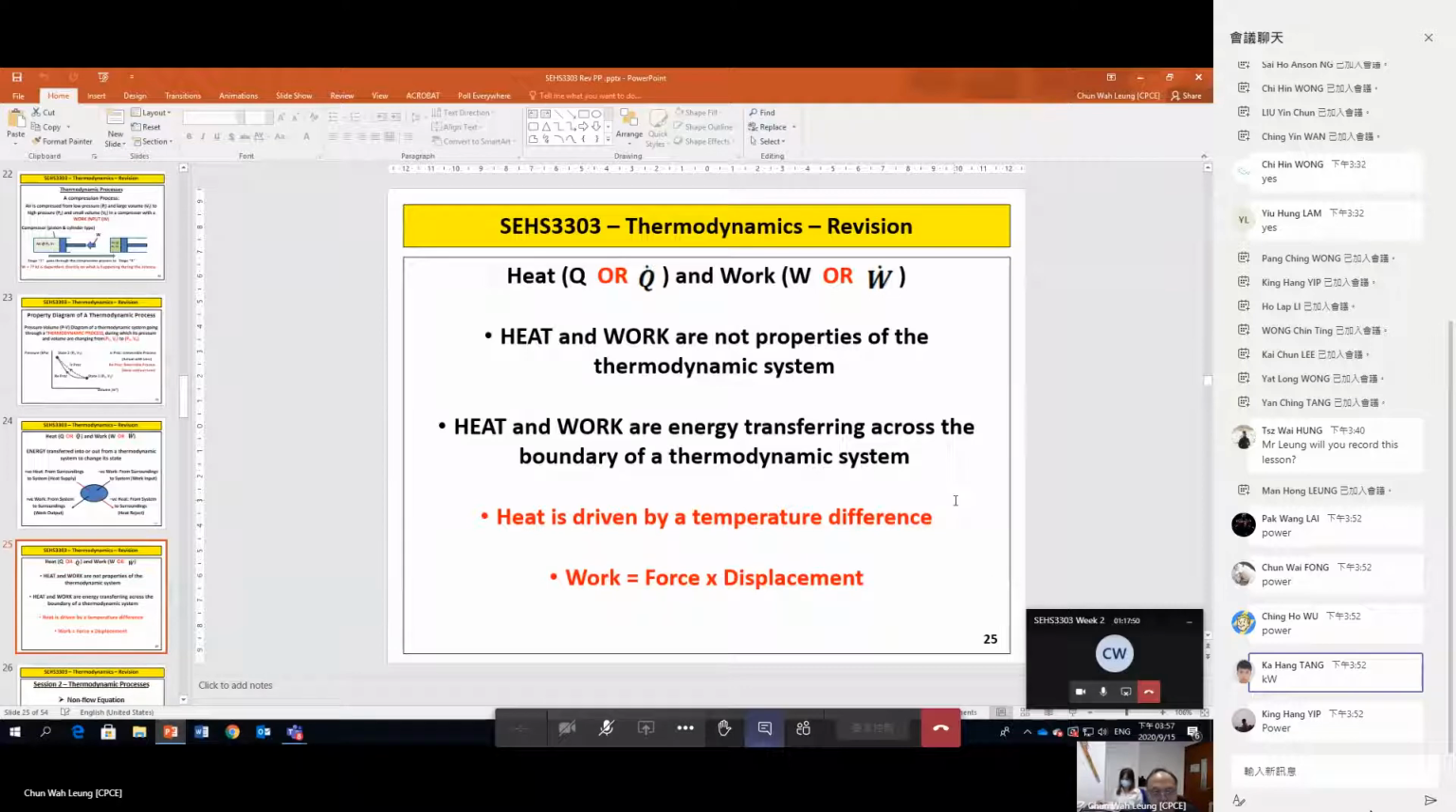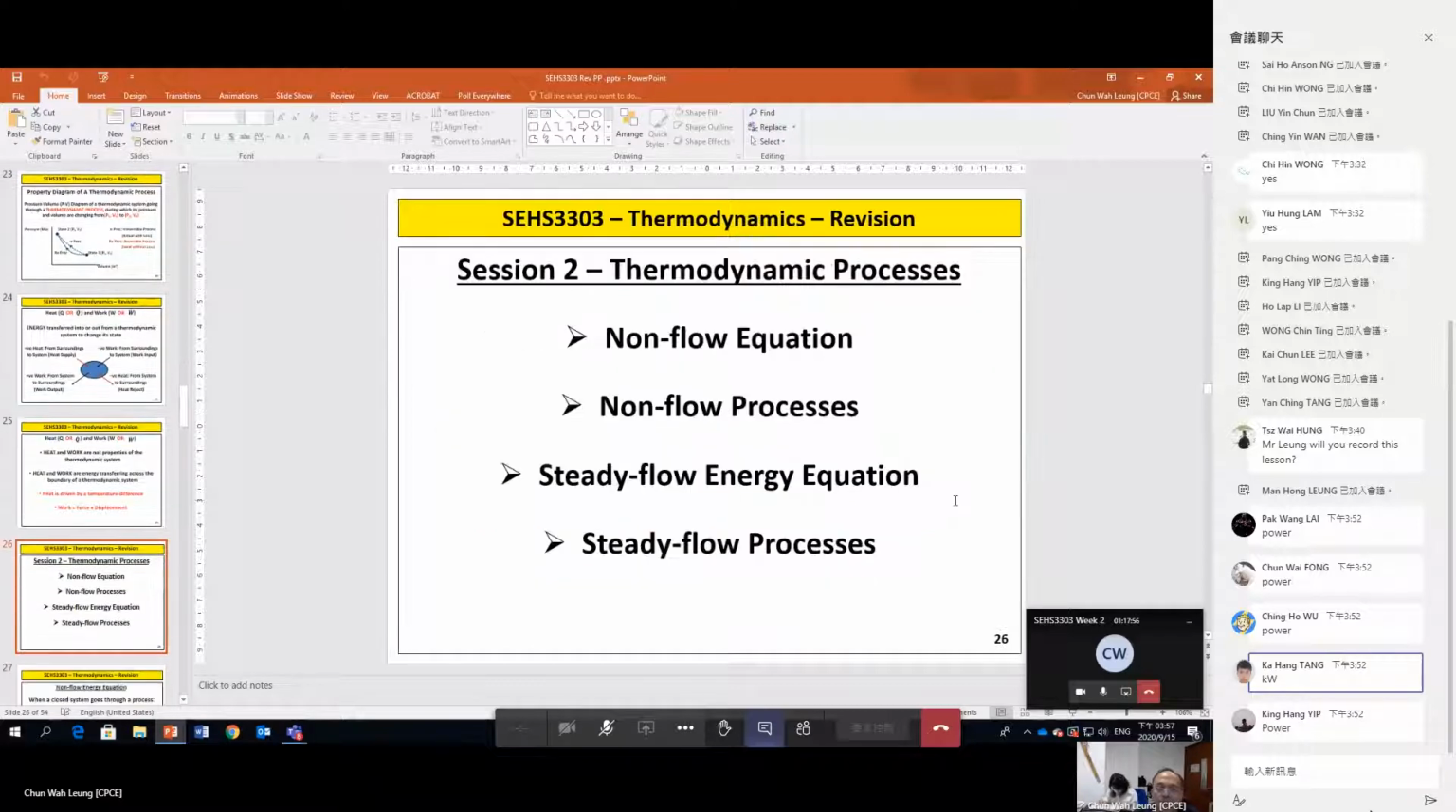If not, then let us go a little bit further into the process. The process, I have already explained the process.